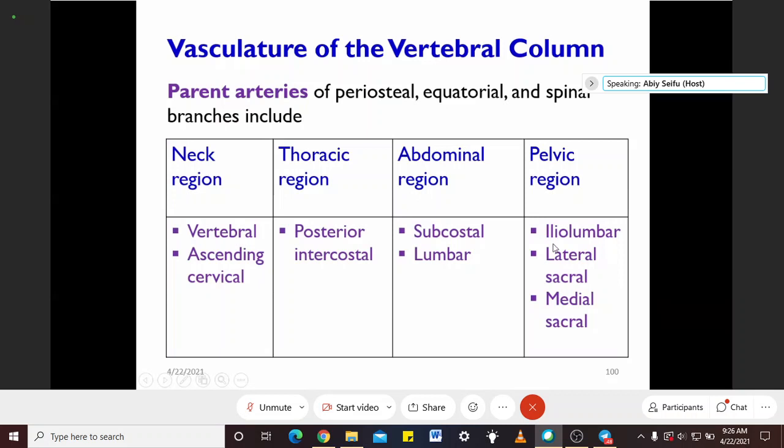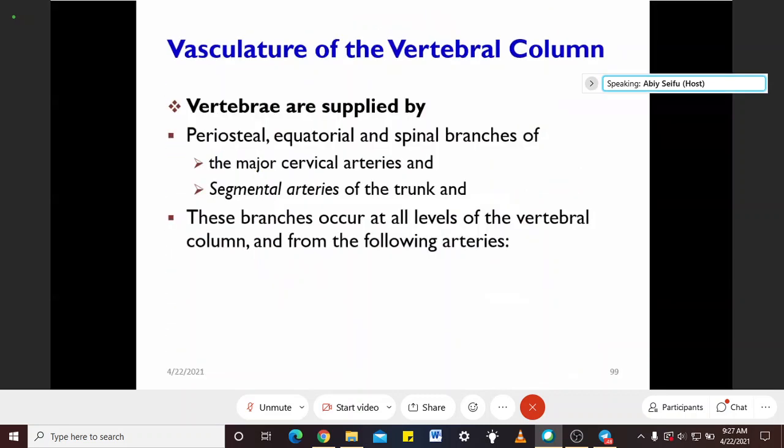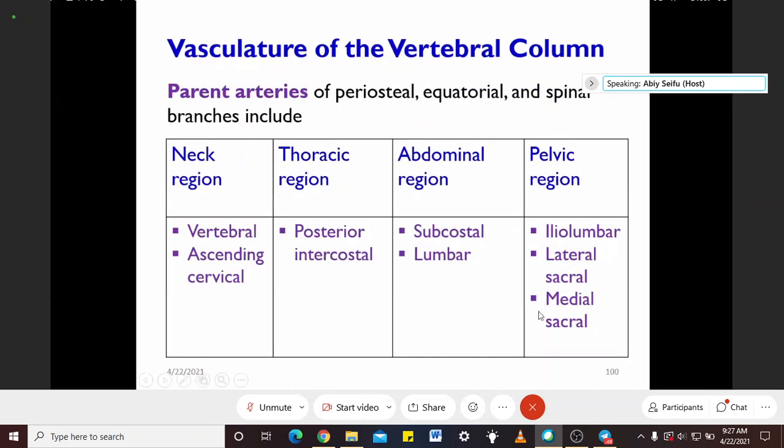But the pattern of giving branches is the same manner as this one. The manner of branching is the same. The only difference is the source of the parent artery. This one is found in the abdominal aorta, in the thoracic cavity there is the posterior intercostal artery, and in the neck region there are the vertebral and ascending cervical arteries. Then in the pelvic cavity, what supplies the sacrum are the lateral sacral artery, the medial sacral artery, as well as the iliolumbar artery.